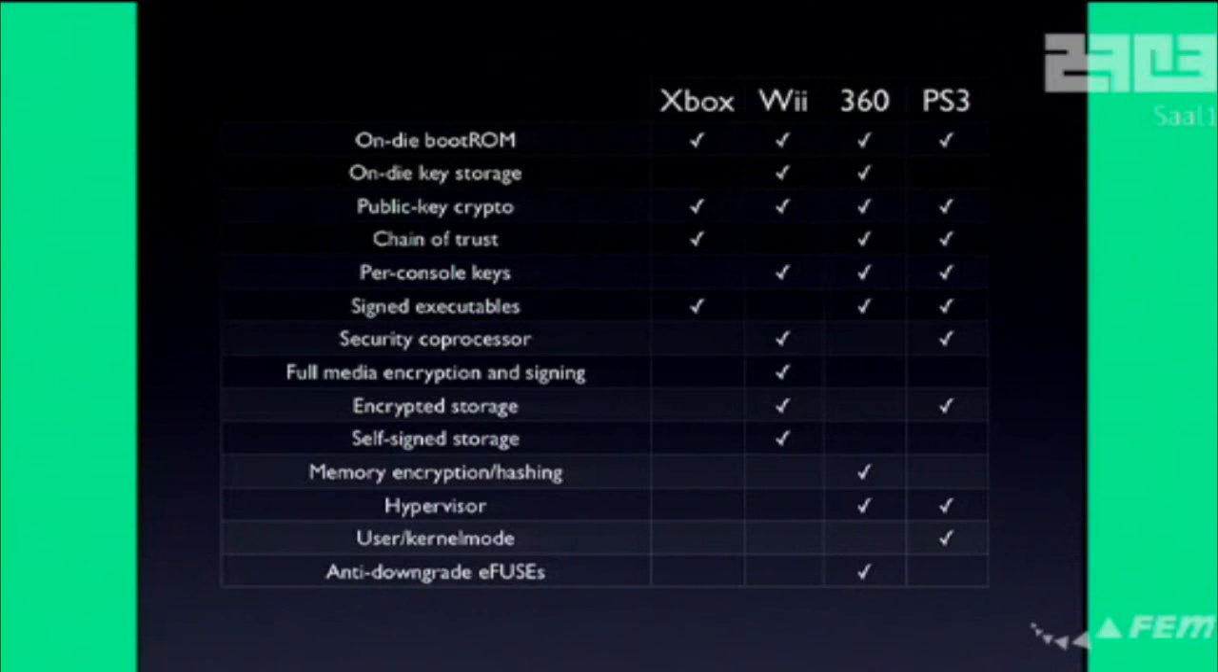And the 360 has eFuses, which are used to prevent downgrades. It actually blows a fuse inside the CPU when you perform some system updates, and you can't reverse that anyway. So once you run an update, there's no way you can downgrade unless you can break the chain of trust before that check happens, which, as far as I know, has not happened so far. So these are the features of the consoles.